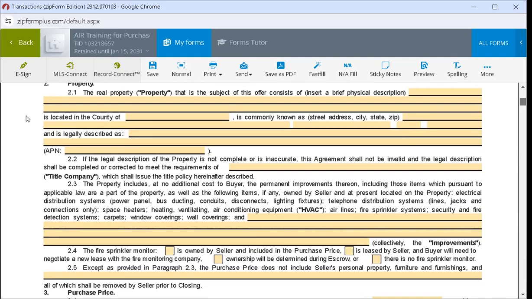Okay, so 2.1, the property that is subject of this offer consists of, we're going to put a brief description. One thing that we do not recommend is please don't insert square footage, even if you put approximate, because even the assessor's data maybe is not the same. Maybe there've been some upgrades to the property and it hasn't been updated on the assessor's. We do not want to make the square footage an issue. So you might put industrial building, or even though you're going to put the address down below, you could insert the address here, but don't tie it to square footage.